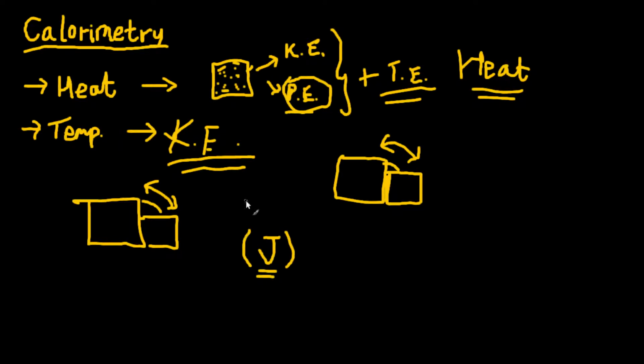So joule is the SI unit, symbol is J, but there's a unit which is much more unique and specific to this chapter, that's calorimetry, and that is calorie. So now you can see where the name comes from, and the symbol is Cal.